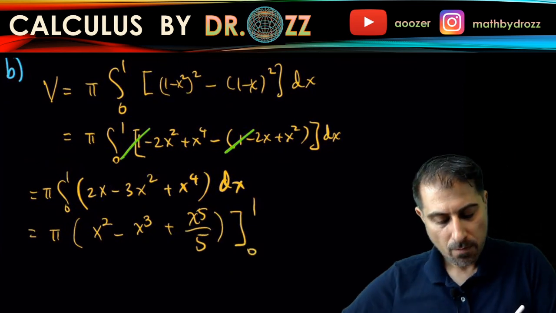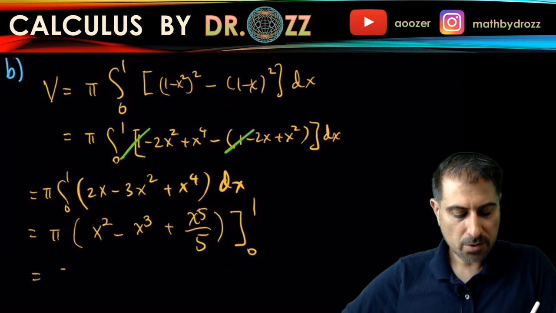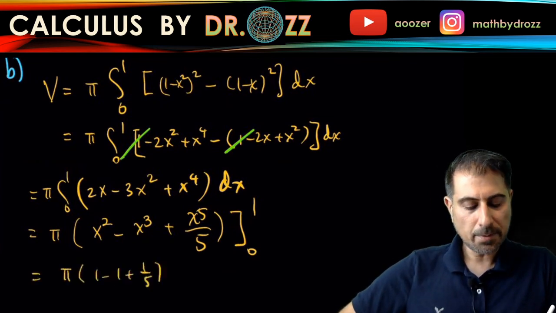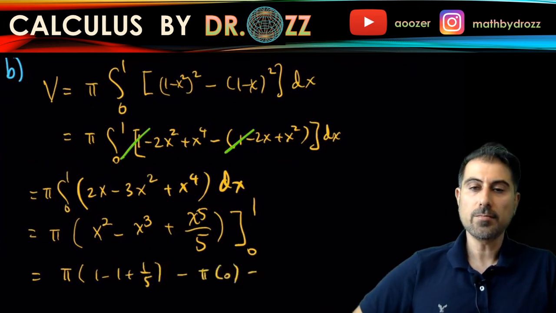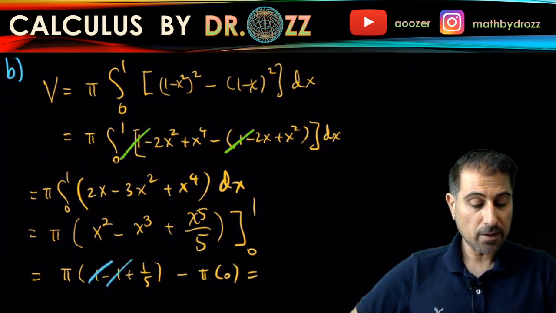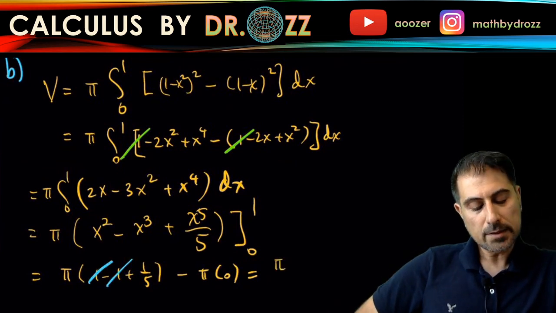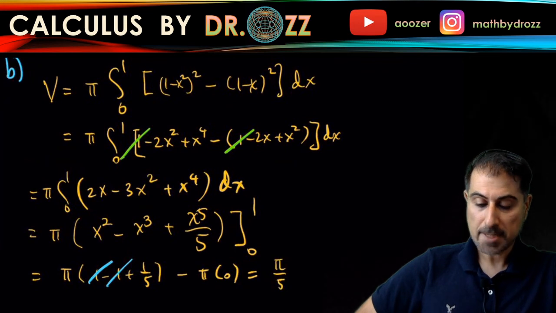Okay, so let's plug in the upper limit. 1 minus 1 plus 1 over 5, minus, if you plug in the lower limit, it's going to be pi times 0. Okay, that's 0. And then these ones cancel. So you have the total volume of that region revolved around y equals 1 is equal to pi over 5. Okay.